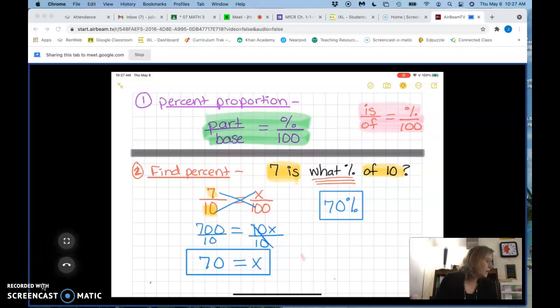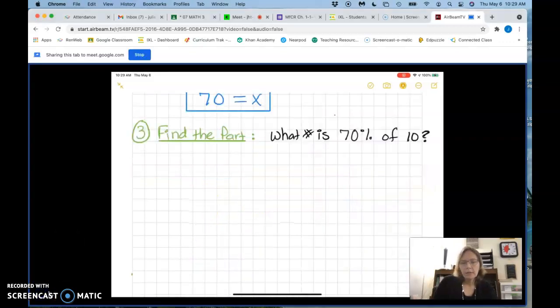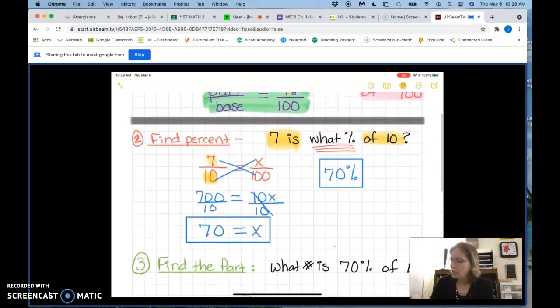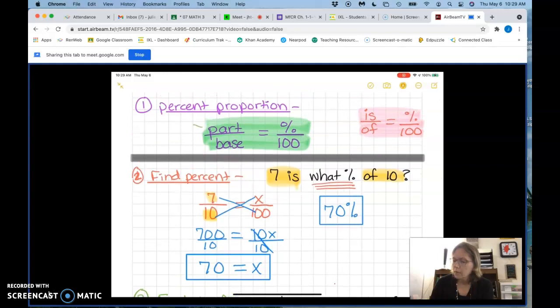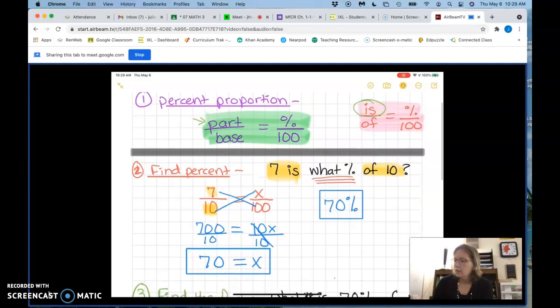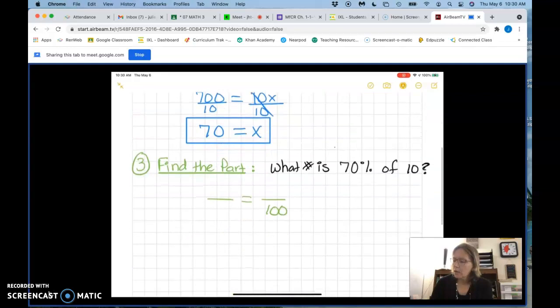Now we're going to find the part. So for this one, now we're going to find the part. The part is missing. So if we look back at our formula, and I know I'm always going to have 100 on the bottom on that side, so I'd go ahead and write that down. But if we look back at our formula, the part is the top number on that side, or our is. Okay, so it says what number is. So I already know that I don't know what the is. So I'm going to put an X for the is.